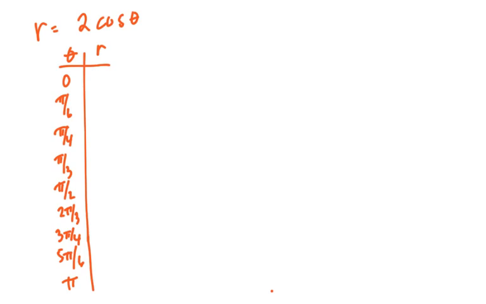So if we put in 0, cosine of 0 is 1 times 2 is 2. Cosine of pi over 6 is the square root of 3 over 2 times 2 is the square root of 3.